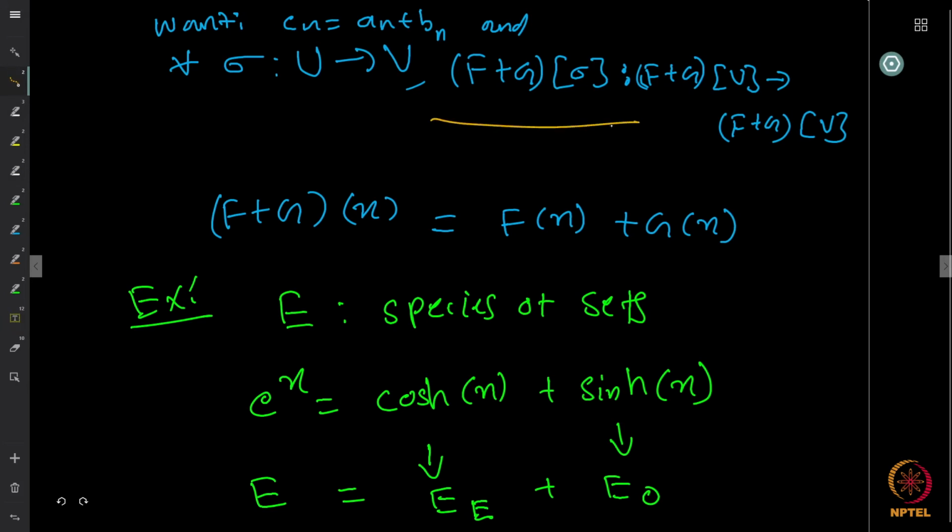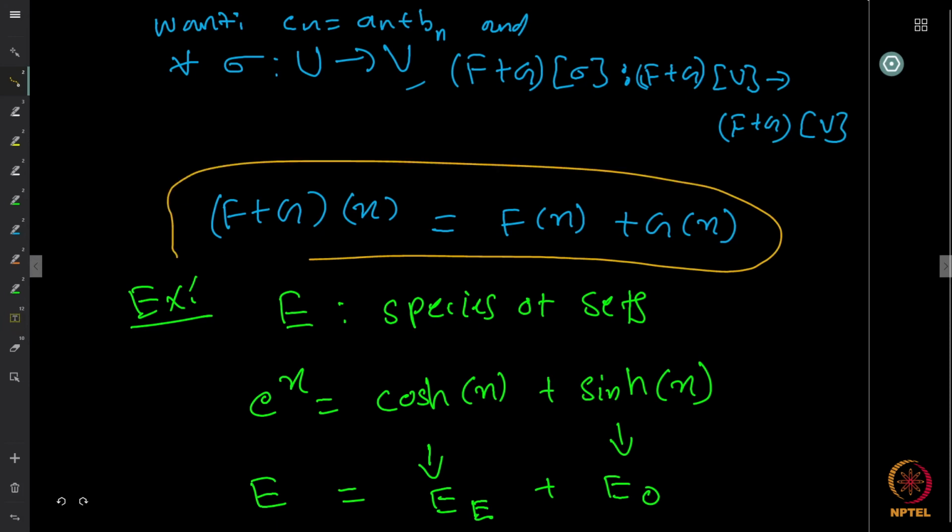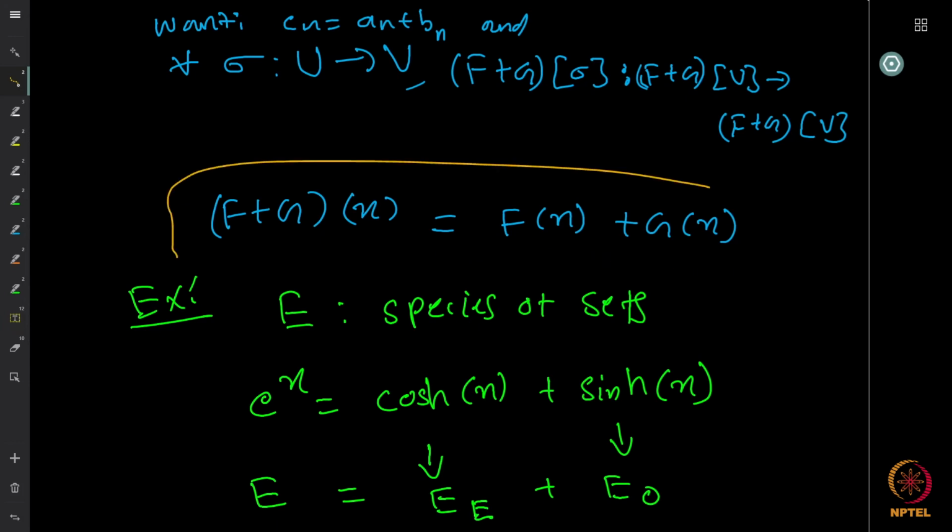the transport, again a bijection, which takes f plus g of U to f plus g of V, right? This should be again intuitively clear. So we want this also, and we also want the generating functions to be adding. The exponential generating functions should be added together.